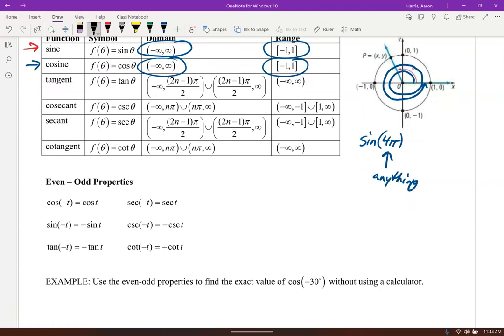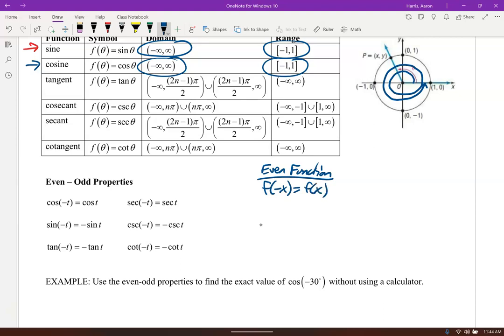Now, as far as even and odd properties, think back to what an even function is from your first pre-calc course. Hopefully you remember an even function has this property: f of -x equals f of x. For example, y equals x squared is your classic even function, because if you plug in a -x, like -2, it spits out the same y value as 2 does. So f of -x spits out the same value as f of x. That's a property of an even function.